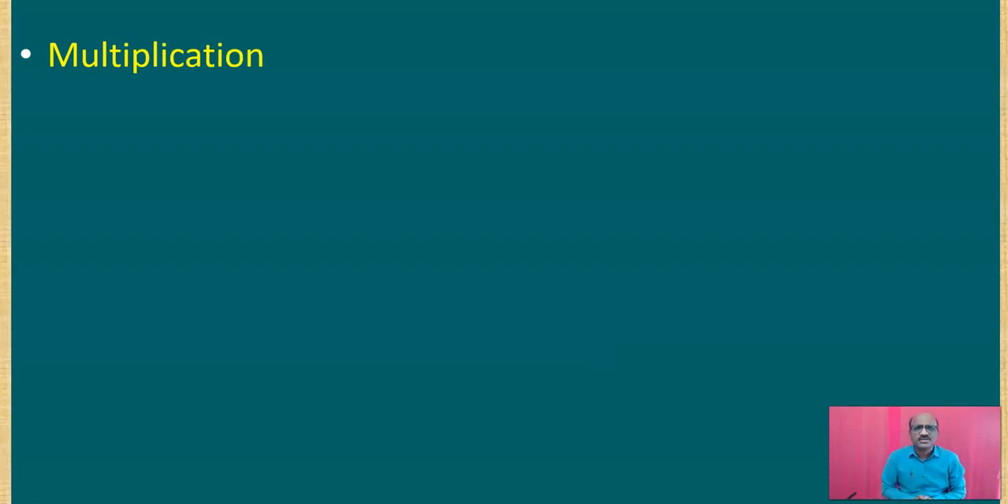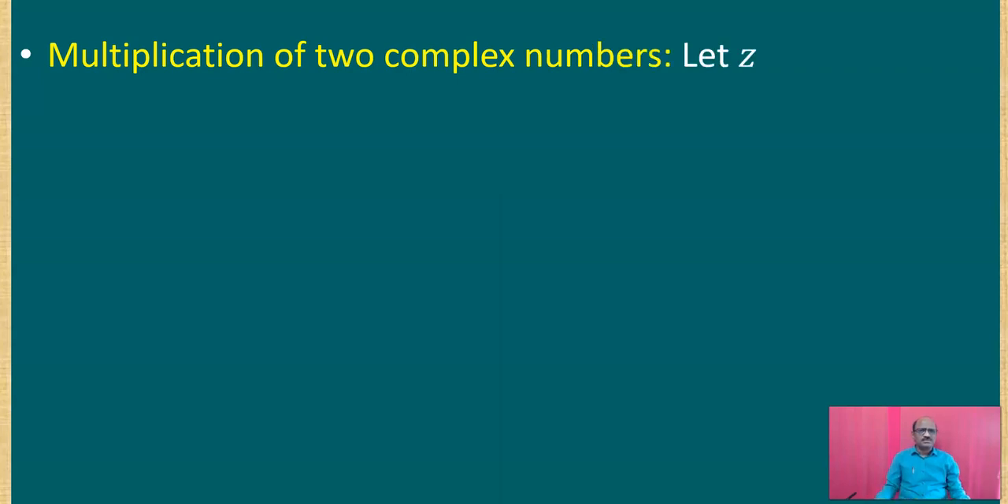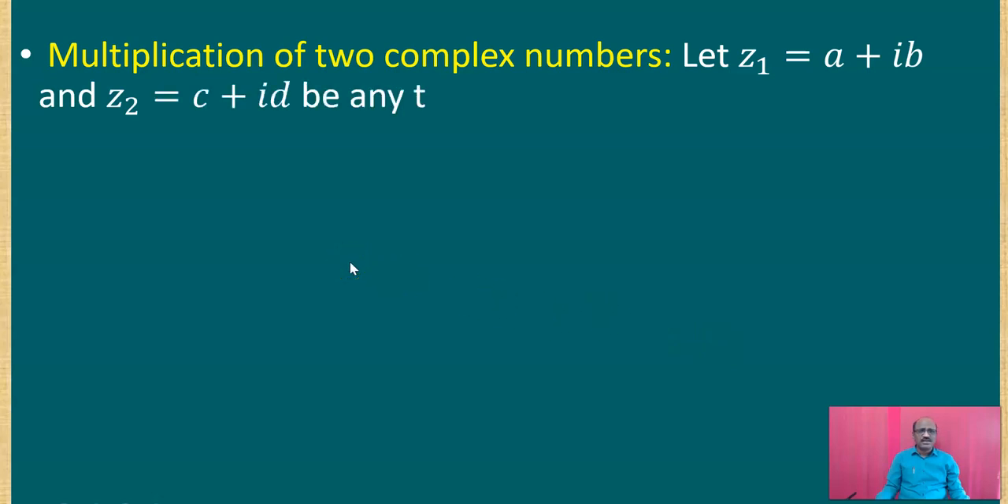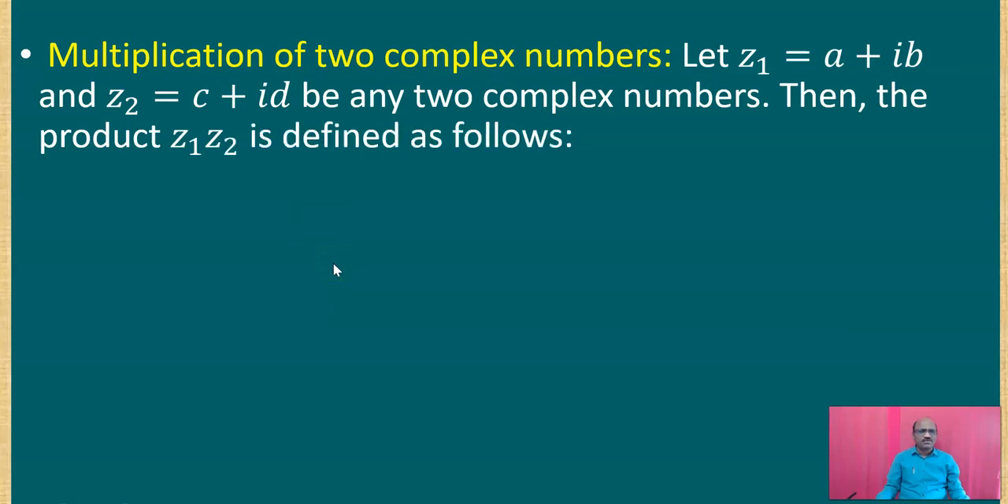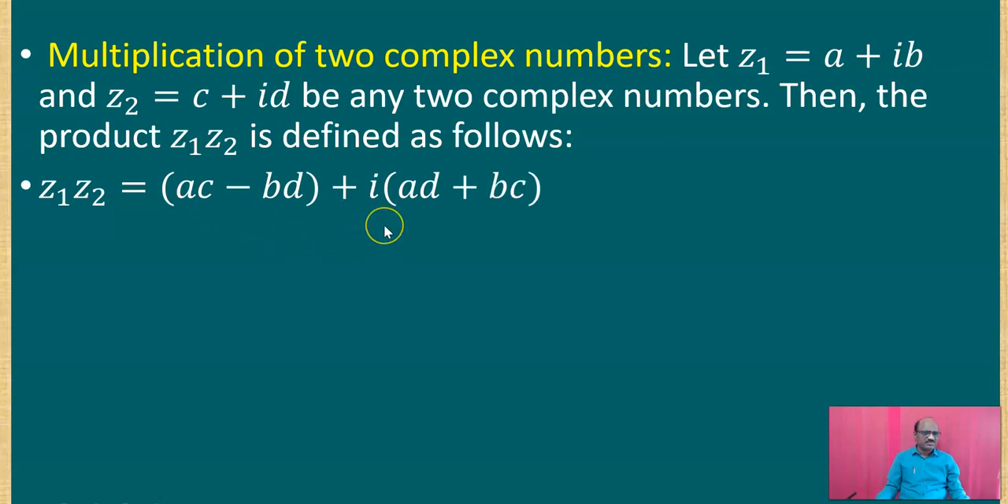Next is multiplication. Multiplication of two complex numbers. Let z1 = a + ib and z2 = c + id be any two complex numbers. Then the product z1 into z2 is defined as follows: z1 z2 is equal to (ac minus bd) plus i times (ad plus bc).